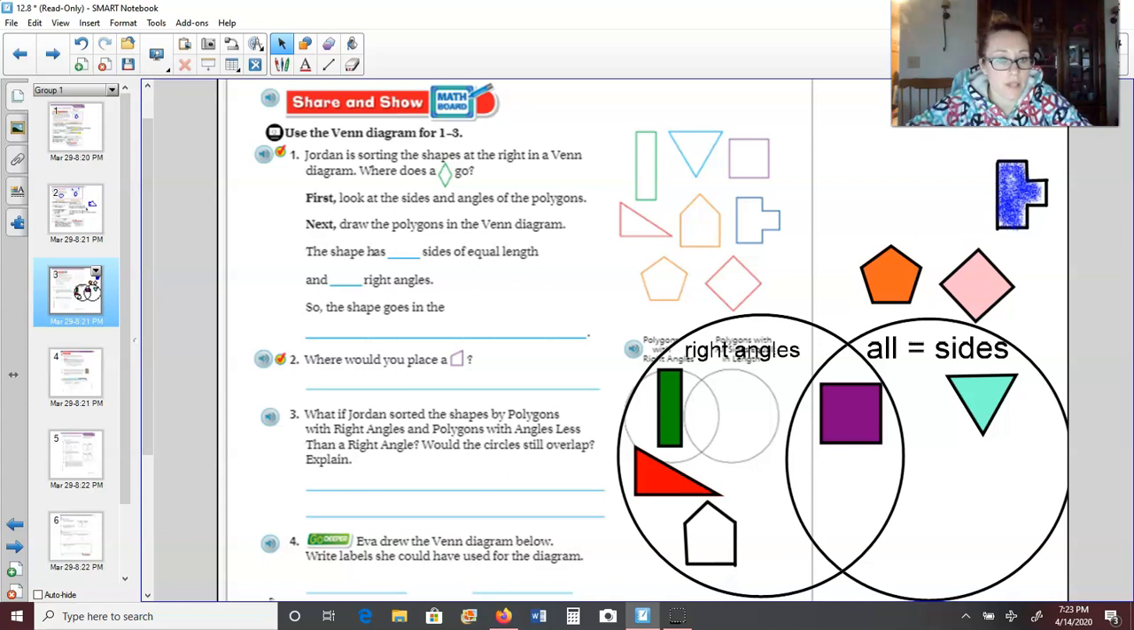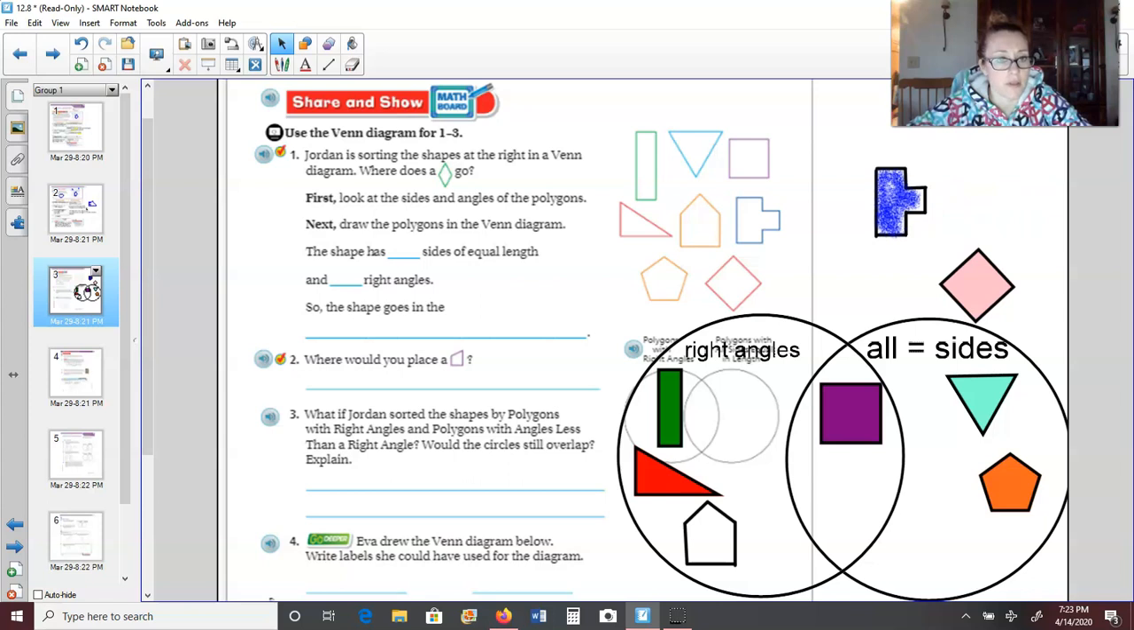I have another pentagon, and because of how the 2 bottom sides slant diagonally in, all those sides are equal, but does it have any right angles? No, so it's going to go just on my all equal sides. This shape here, how many sides does it have?